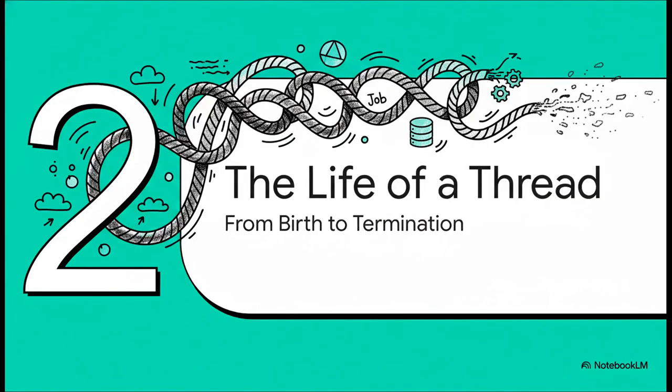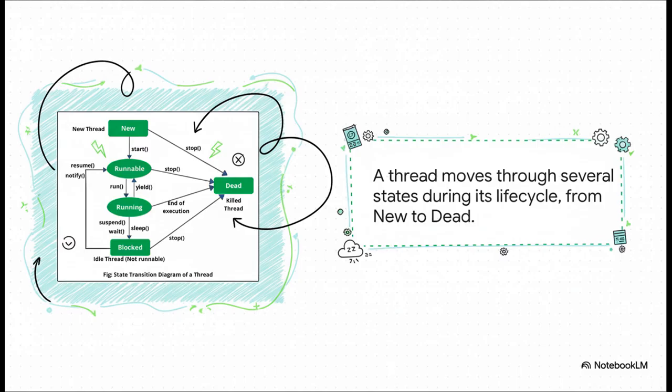Okay, so we're sold on why threads are awesome, but let's get a little deeper and look at how they actually live and breathe. Because every single thread goes on its own little journey, from the moment it's created to the moment its job is done. Now, this diagram shows something really important. A thread isn't just on or off. No, it's much more nuanced. It actually transitions through a bunch of different states during its life. It's born, it gets ready to work, it works, it might take a break, and then it's done.